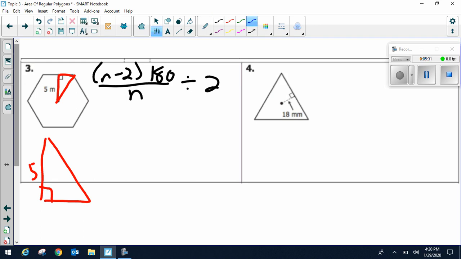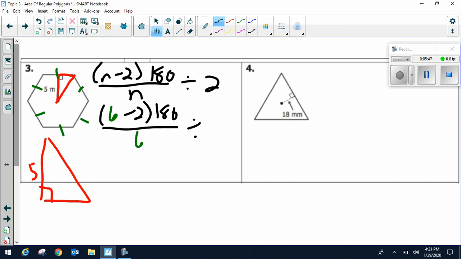So n represents the number of sides again. In this case, I have 1, 2, 3, 4, 5, 6 sides. So it would be 6 minus 2 times 180 over 6. And then that is divided by 2. So 6 minus 2 is 4. So 4 times 180 over 6 divided by 2.